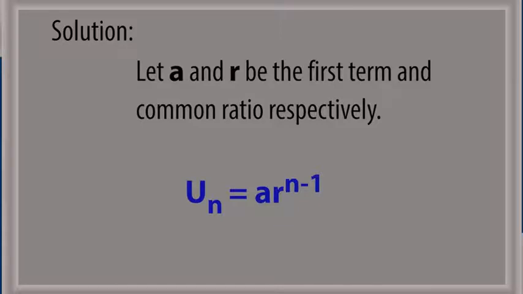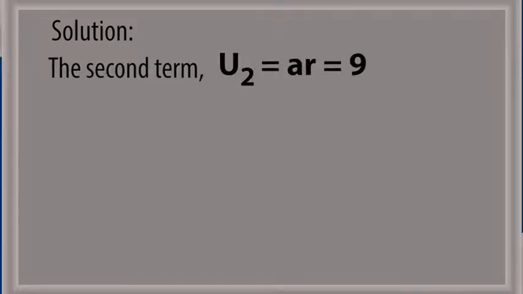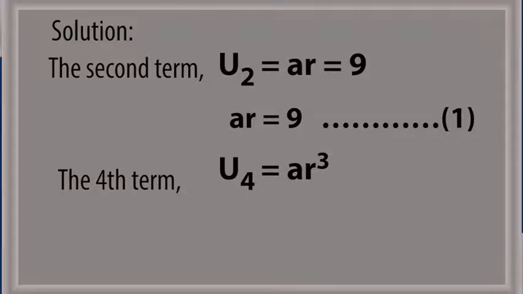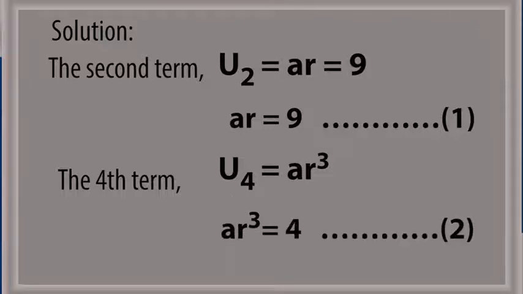So the second term, U2, is equal to ar raised to the power n minus 1. And so we have U2 is equal to ar, and we are told that the second term is equal to 9. So ar is equal to 9. Let's make this equation 1. Also, we are given that the fourth term is equal to 4. So U4 is equal to ar to the power 3, which is equal to 4. Let's make this equation 2.